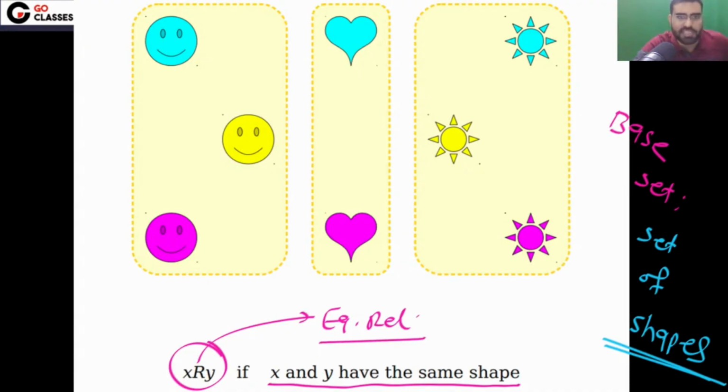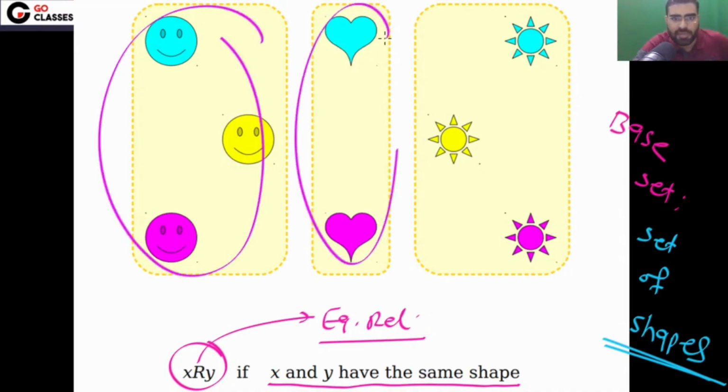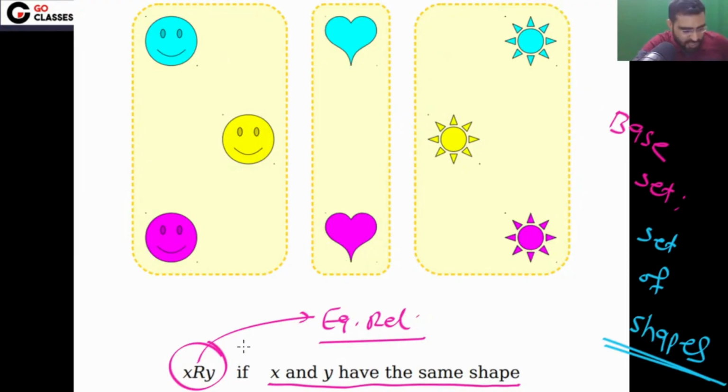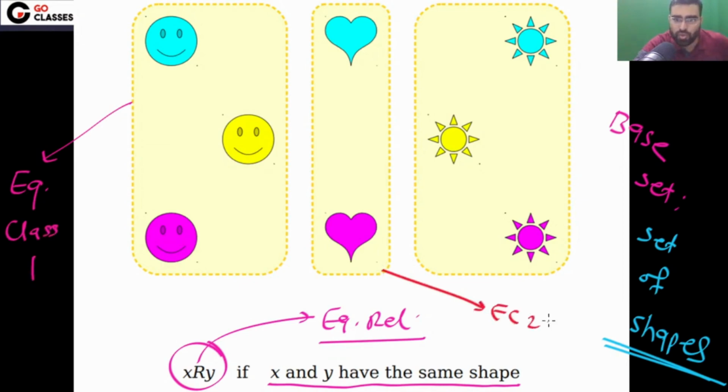Now you can easily see that the base set has been partitioned into different equivalence classes, correct or not? This partition has happened because they have the same shape. So you can easily see the base set will partition into equivalence classes. You can call this equivalence class 1, this equivalence class 2, this equivalence class 3. So there are 3 equivalence classes.